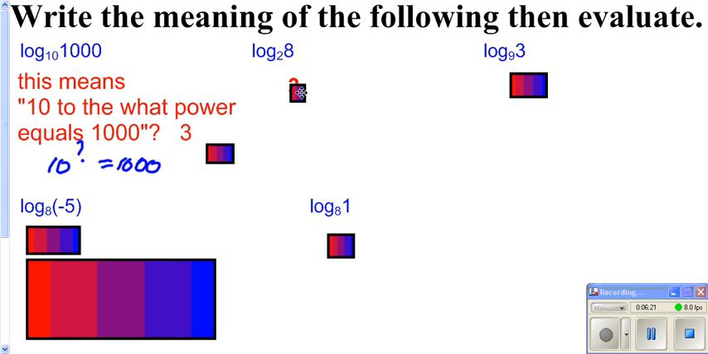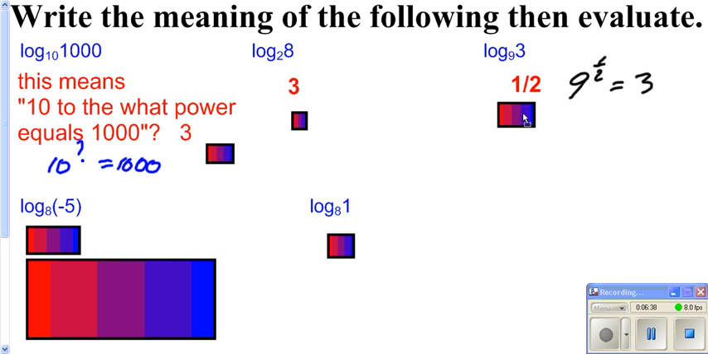For this one here, it means 2 to what power is 8? And that is also 3. This one over here means 9 to the what power is equal to 3. And in that case, it's to the 1/2 power because 1/2 is your square root. The square root of 9 is 3.